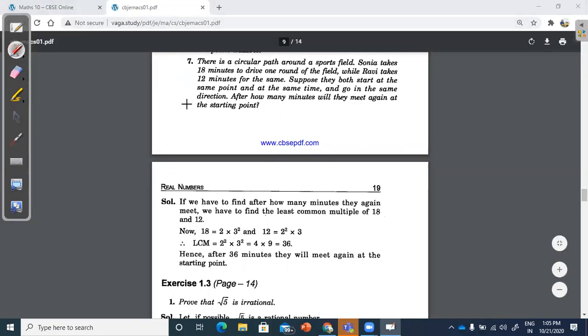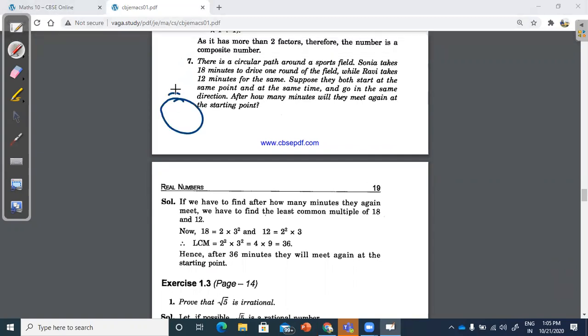So I can consider this case as a circle. The first person is taking 18 minutes. Second person is taking only 12 minutes. Why is there a difference in timing? Because obviously the speeds are different. They're starting at the same time. Now, after how many minutes will they meet at the starting point? Now, they are moving at different speeds. So this person who is traveling very fast, because he's taking only 12 minutes, he will overtake this person at some point of time. So when will that happen? That we have to find out. So we need to find out the least common multiple, that is the LCM. When will they meet? After how many minutes?